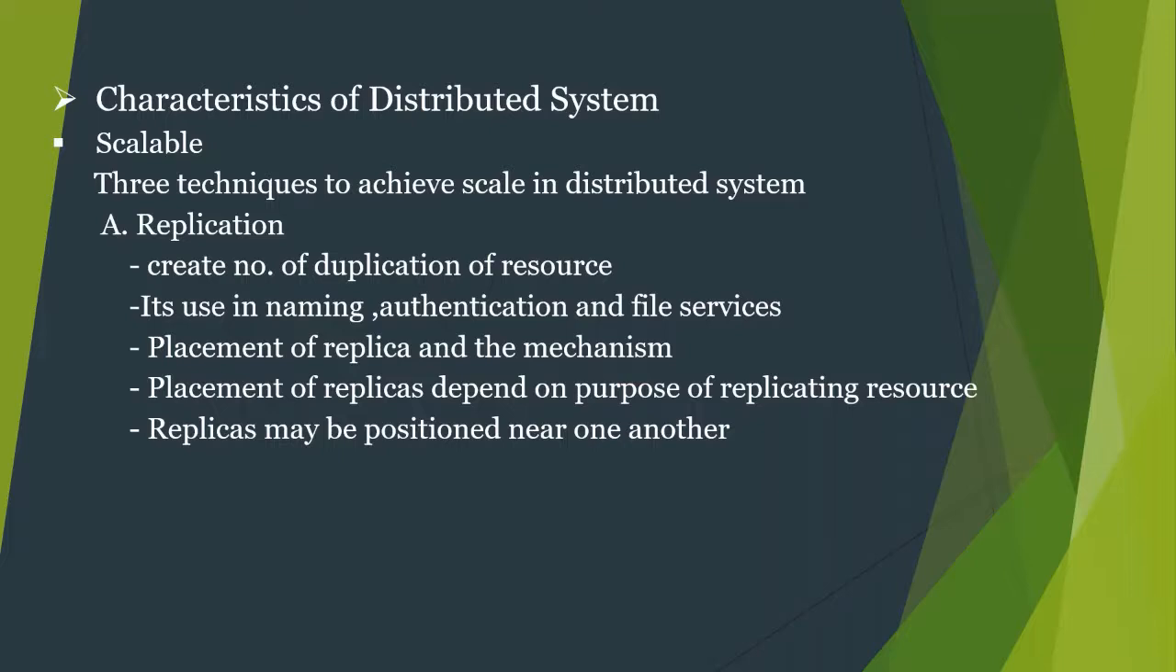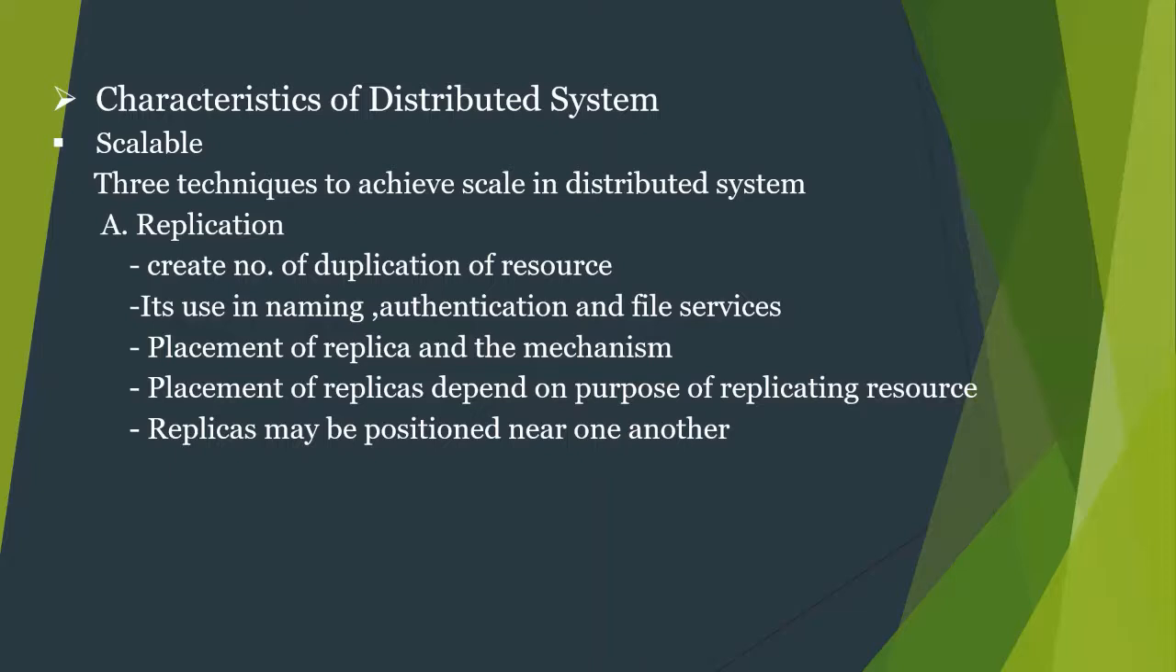Scale generally has three components: the number of users and other entities that are part of the system, the distance between the farthest nodes in the system, and the number of organizations that exert administrative control over the pieces of the system. Scalability has three techniques to achieve scale in a distributed system. The first one is replication, the second is distribution, and the third one is caching. We will see them one by one.